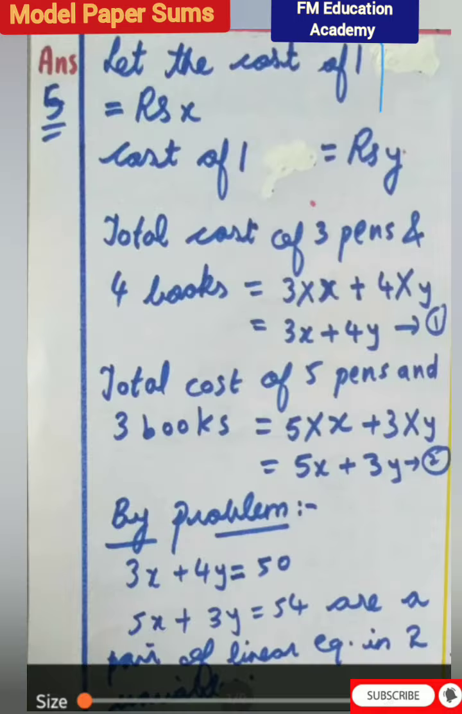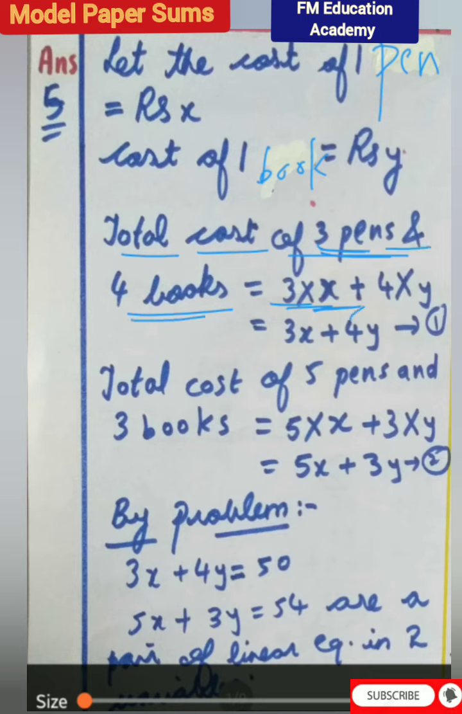So here, let the cost of one pen be rupees x. Let the cost of one book be rupees y. Now, the total cost of 3 pens and 4 books is the statement given to us in the question. So 3 pens means 3 multiplied by x. Why? Because the cost of 1 pen is x, so the cost of 3 pens will be 3x. And plus 4 into y similarly. The cost of 1 book is y, so the cost of 4 books means 4 into y. So 3 into x is 3x, 4 into y is 4y.